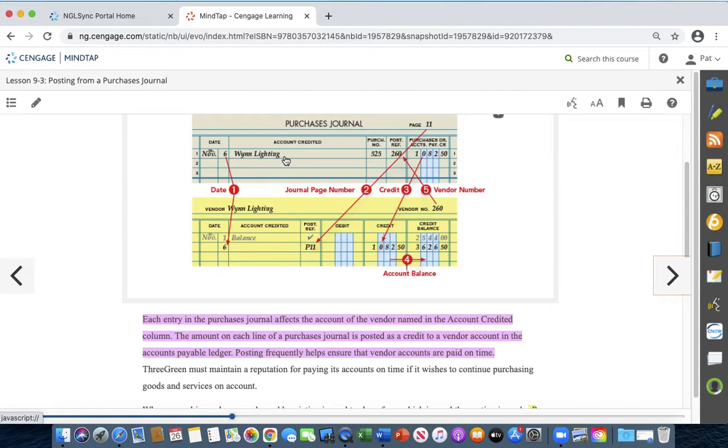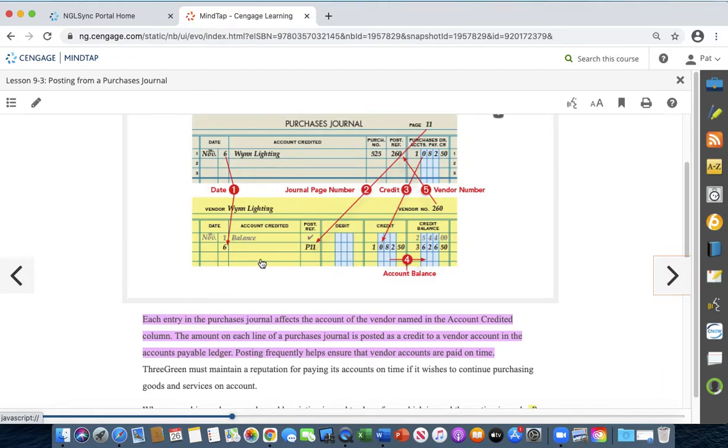9.2. Okay? When we make an entry into the purchases journal, we write a vendor's name here, correct? And when we write this vendor name, we are crediting accounts payable to them, meaning we are increasing the amount of money we owe them. Okay? So down here, each entry in the purchases journal affects this vendor and the accounts payable, or the credit account. Each amount on the line we need to post to the vendor's accounts payable ledger.